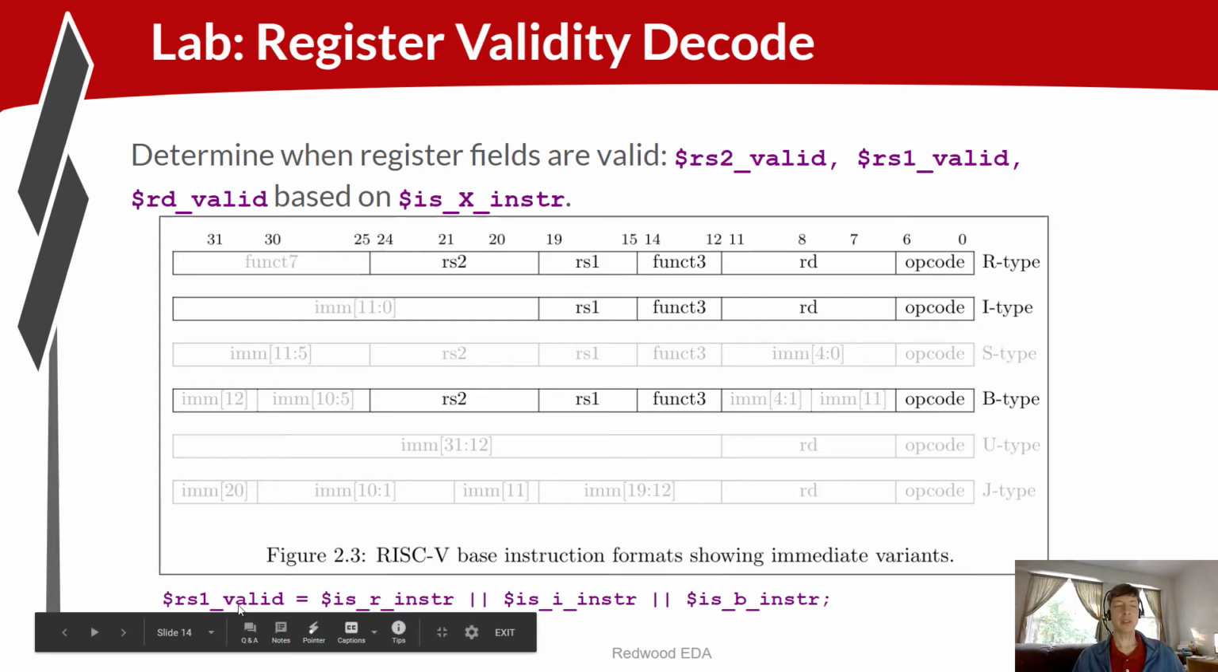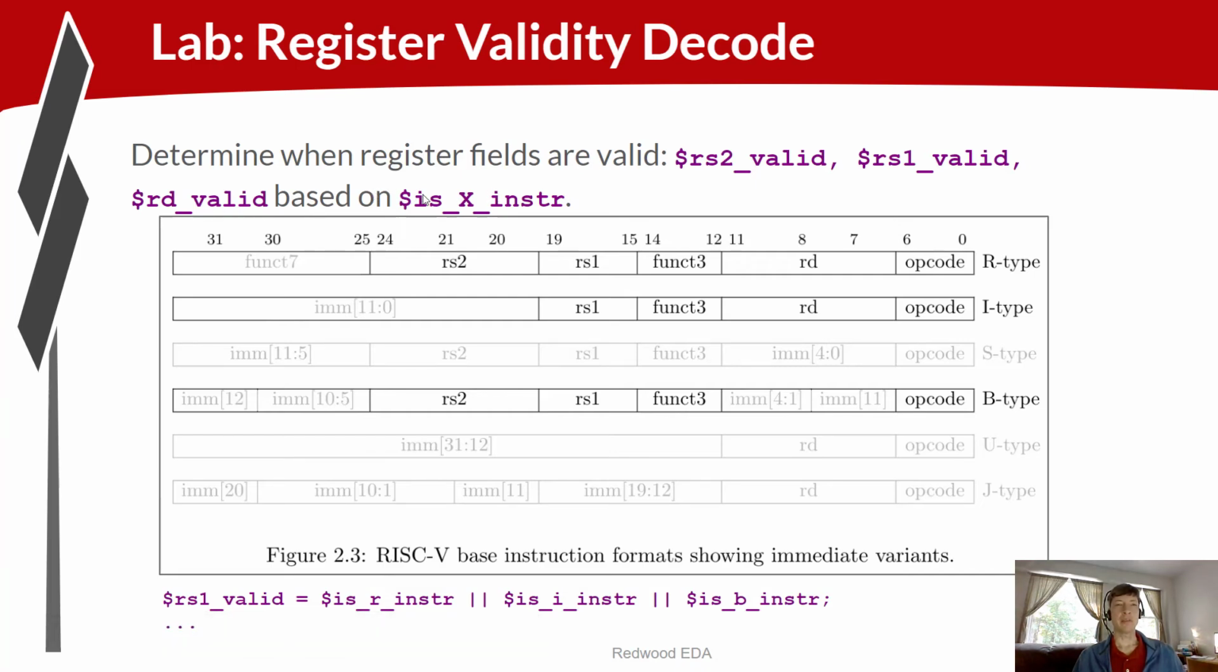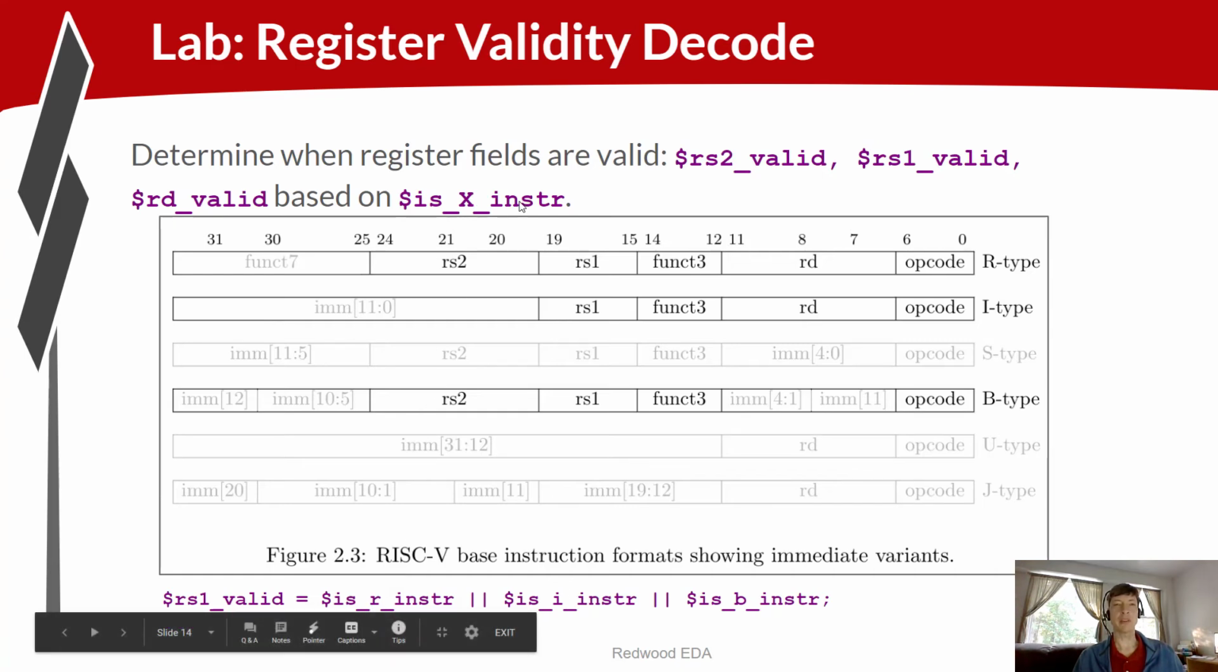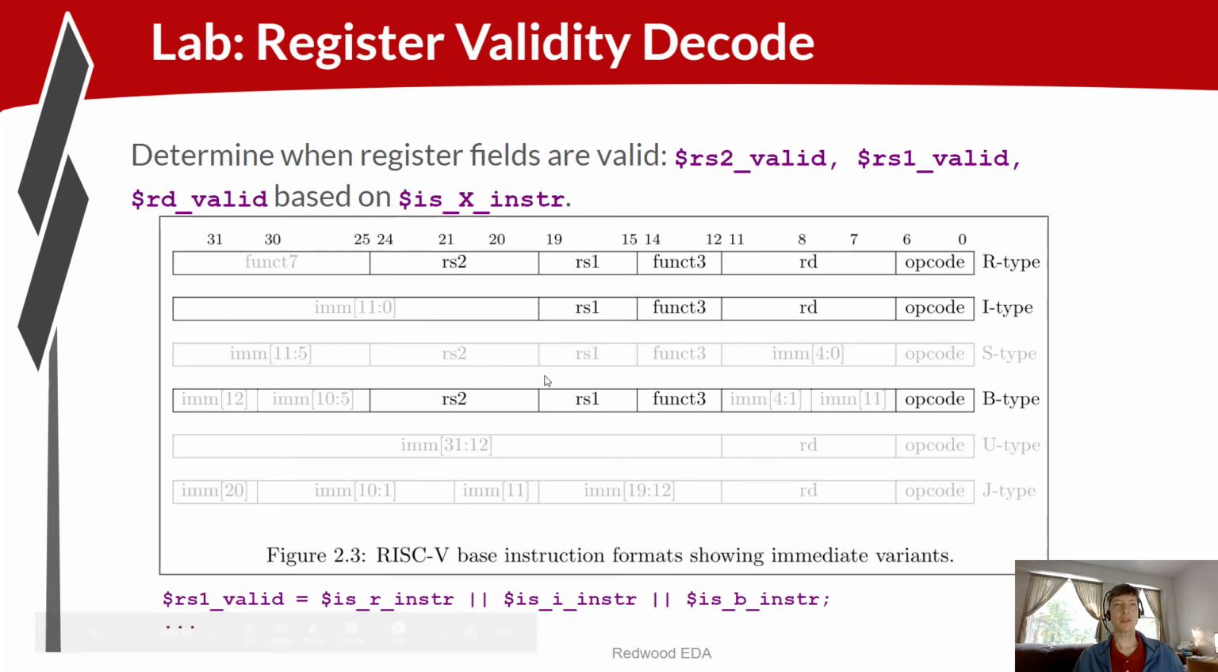And you'll create expressions for these remaining terms, the RS2 valid, RD valid, based on these various is R, I, or B instruction. All right, so pause the video, implement that, and come back when you're done.